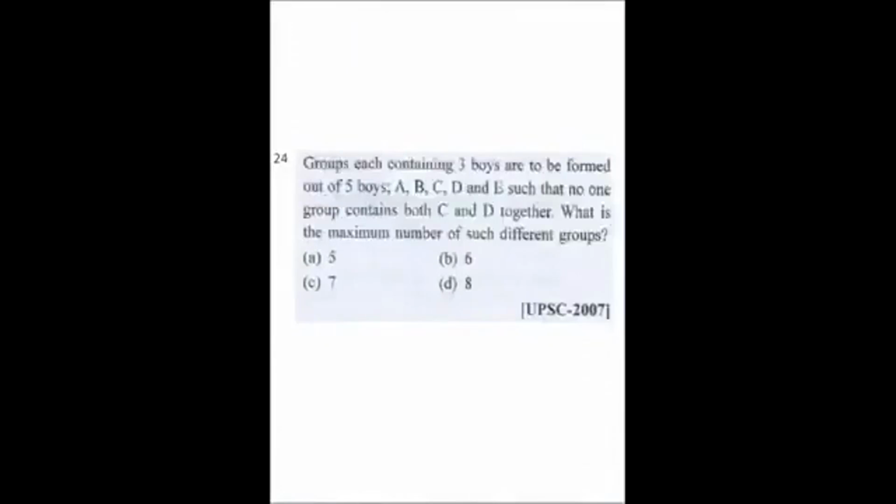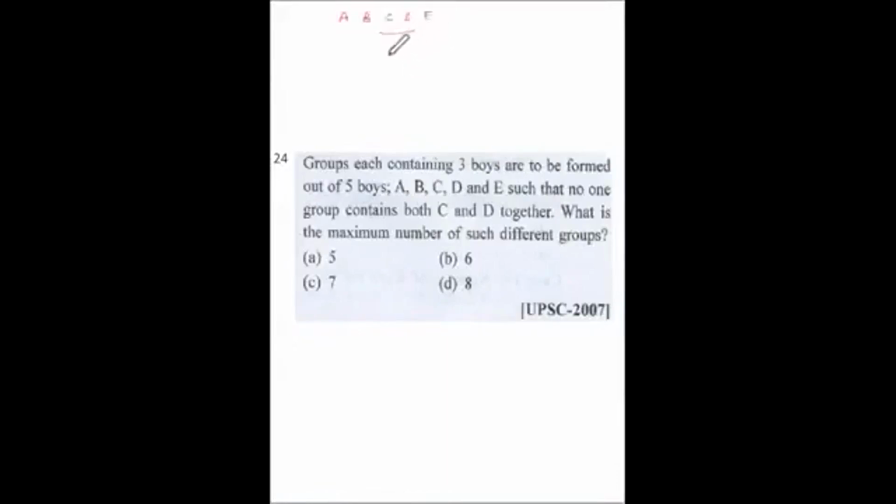Groups each containing 3 boys are to be formed out of 5 boys A, B, C, D and E, such that no one group contains both C and D together. What is the maximum number of such different groups? Here A, B, C, D, E, these we have to take, and C and D should not be together.